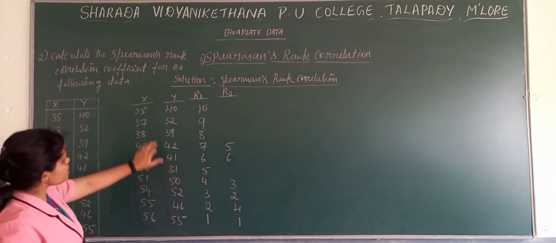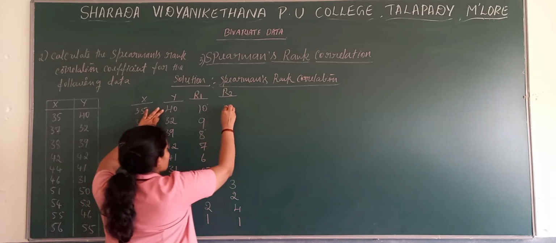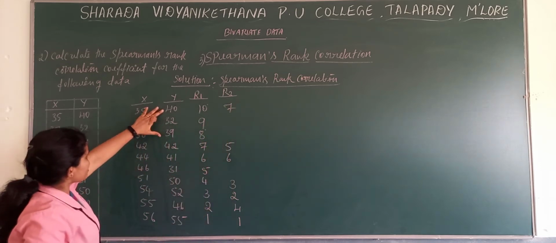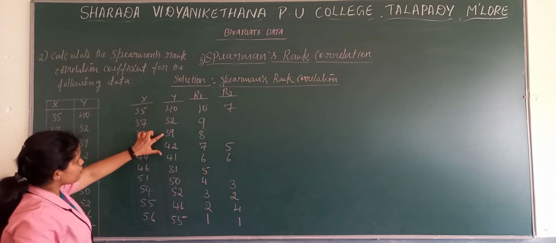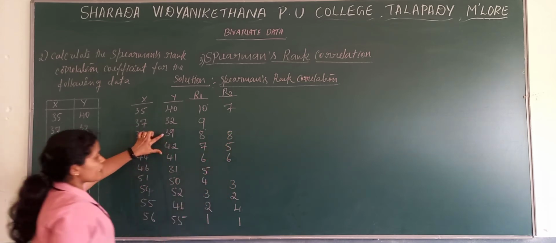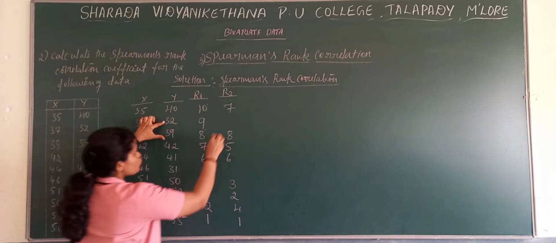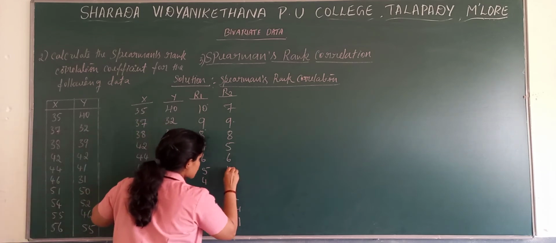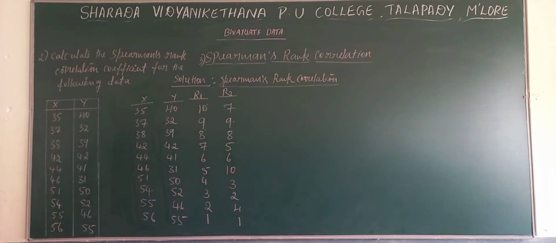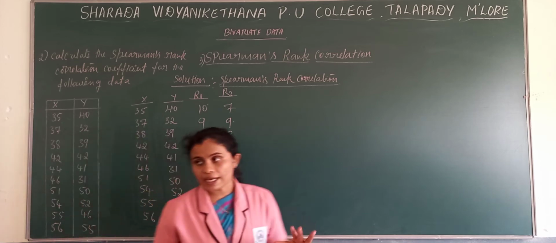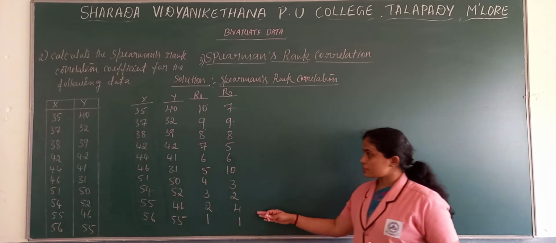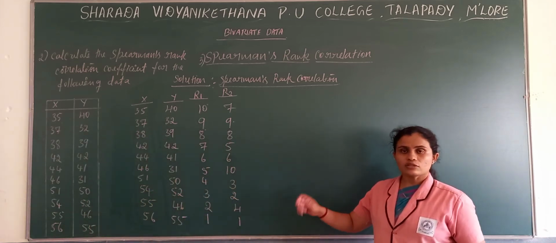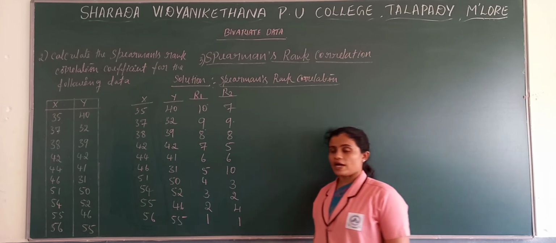Then next largest is 40, so it takes the seventh rank. Next largest is 39, it takes the eighth rank. Next largest is 32, ninth rank, and the least value is 31, it takes the 10th rank. So we assign the rank according to the values, where the largest value takes the first rank, and it goes on depending upon the value.